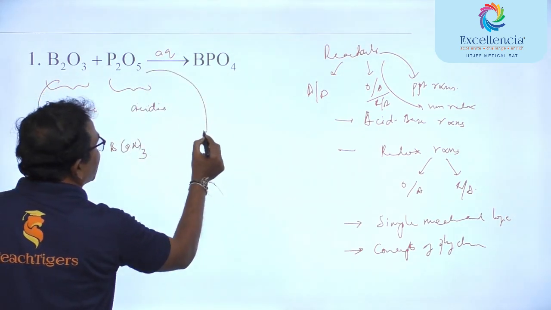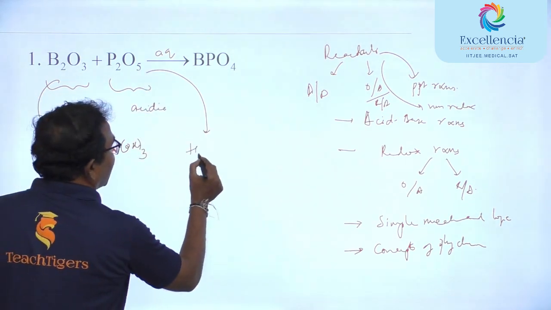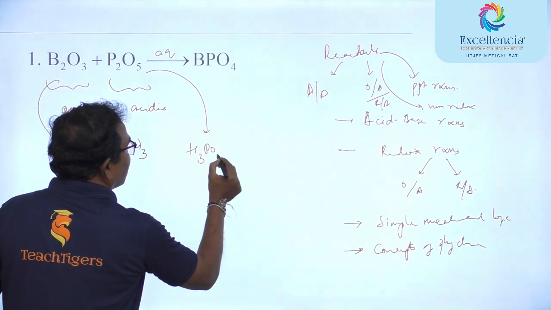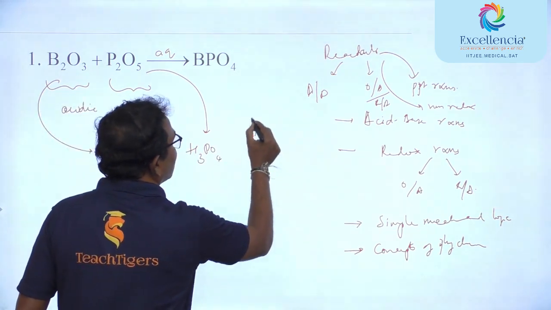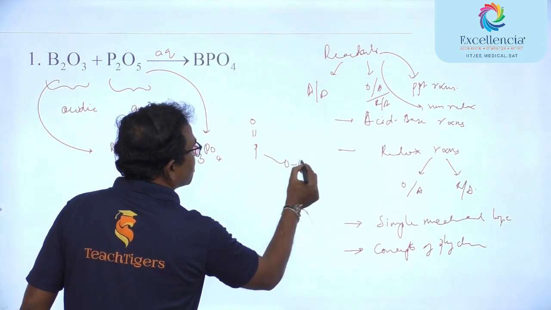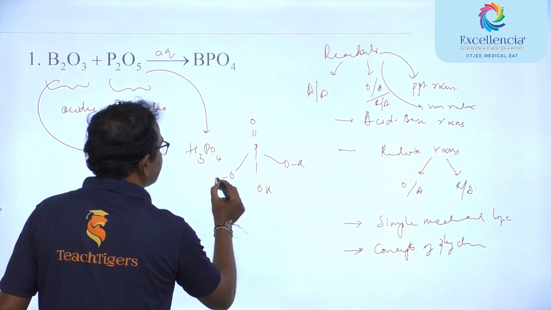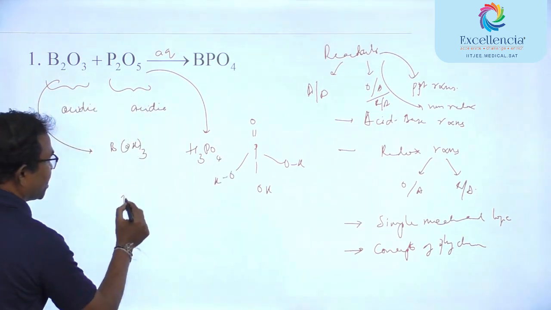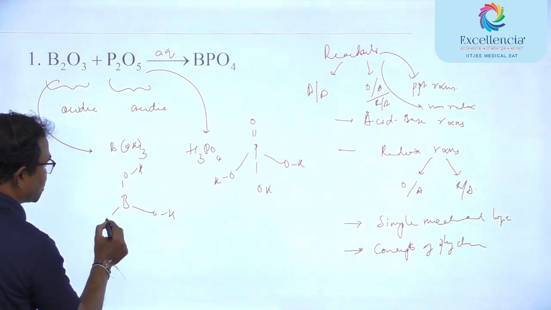However, phosphorus pentoxide is an anhydride of phosphoric acid, H3PO4. This is H3PO4: P double bond O, OH, OH and OH. Boric acid is B(OH), OH and OH.